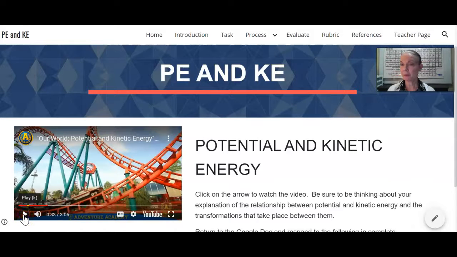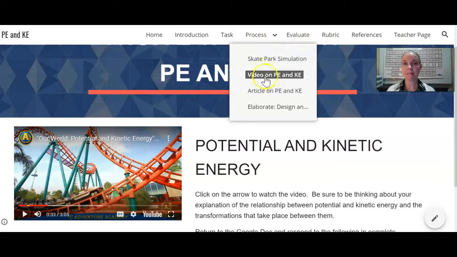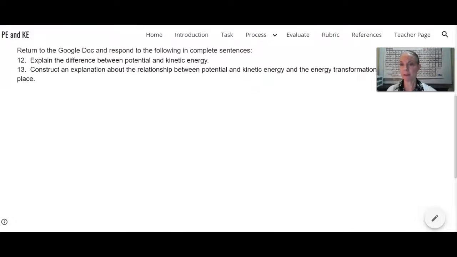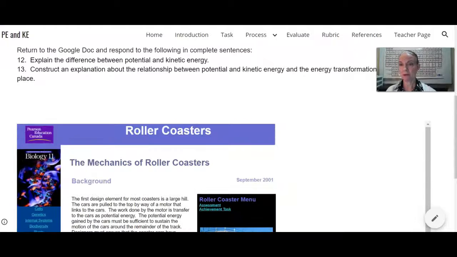All right, and the video goes into more detail then about the potential and kinetic energy and the transformations of them in a roller coaster. All right, then we have the article, which the article is completely embedded for ease of use.